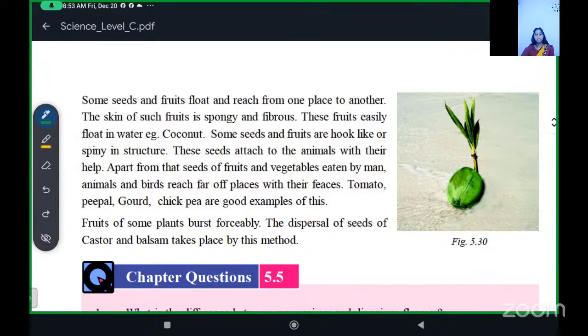So this is about the dispersal of seeds, how they are dispersed, and then they reach the soil. They find favorable conditions, and they start to grow.